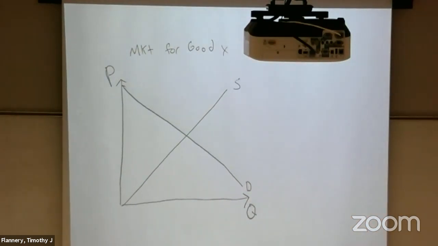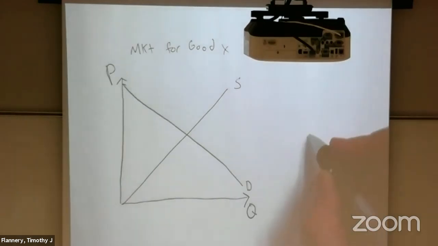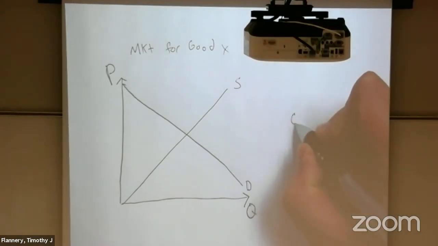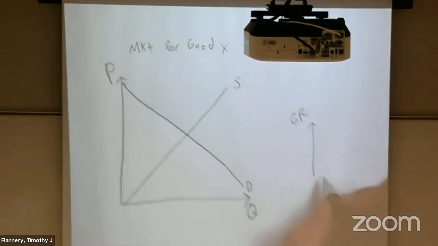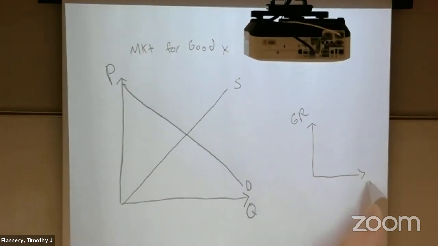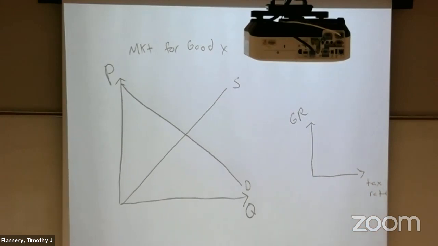Now, what we're going to do is look at the relationship between tax rates and government revenue. If the tax rate is equal to 0, I'm going to draw a smaller graph over here. Here we have GR, that stands for government revenue. And this is another reason I don't use TR. And then we have tax rate here. This is tax rate.